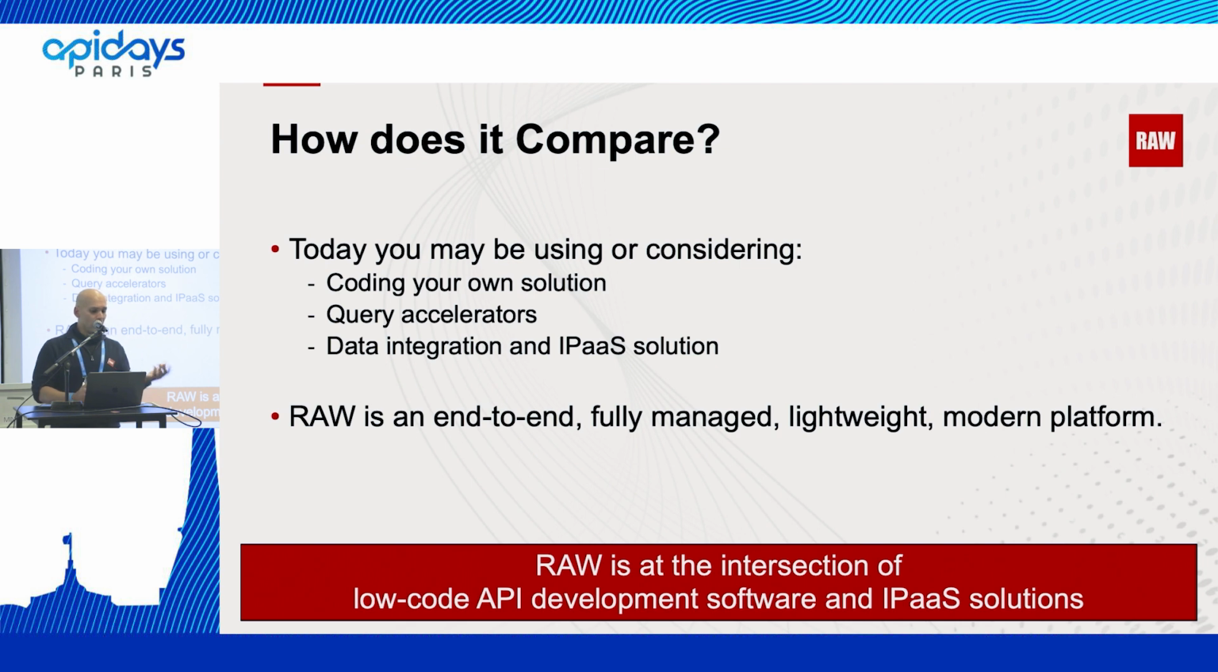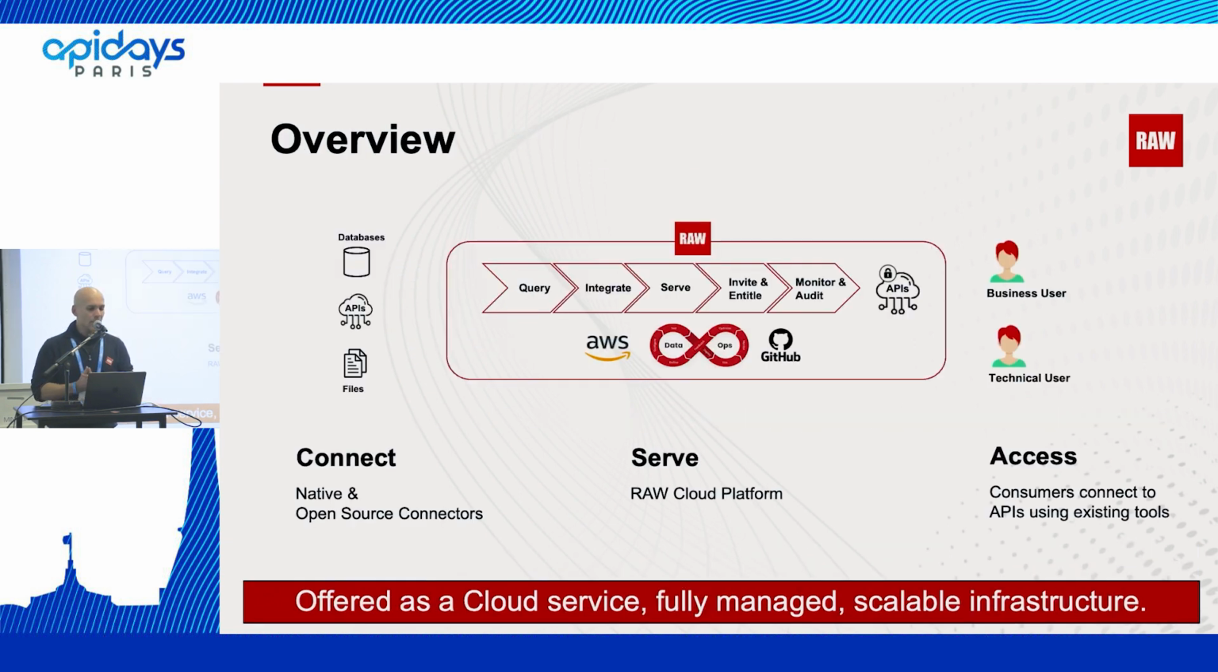Instead, I think you can definitely look at us as an end-to-end, fully managed, lightweight platform that covers all of those parts. The punchline comes from us, but also from how Gartner in particular sees us, at the intersection of low-code, API development, and iPaaS solutions. That's where we are positioned. So, a quick overview of the system, again very high level. We'll get to the demo and the details soon enough. It's really three parts.